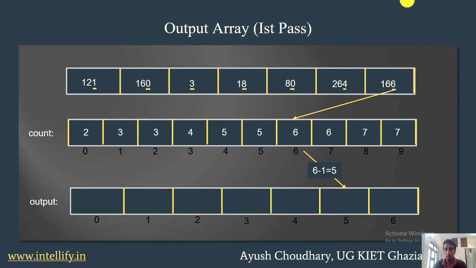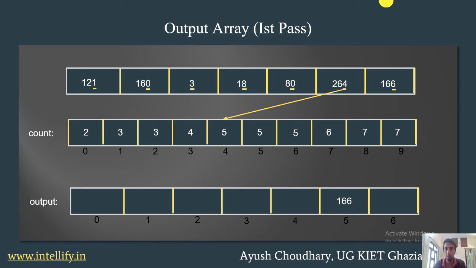So that implies that we will decrease the count, because we have used the count once. So we will decrease the count by 1 and put the element 166 in the output array at index 5. The index we are getting here is 6 minus 1 equals 5, right? This way.